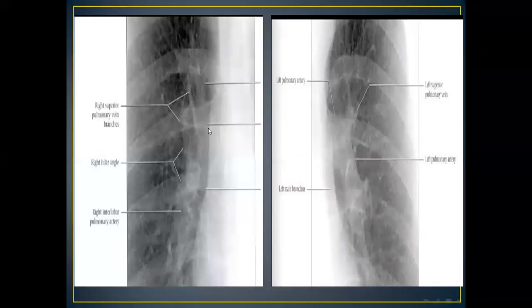This is a frontal chest X-ray showing the right superior pulmonary vein, the right interlobar artery, the descending branch, and this is the hilar angle. And on the left side, this is the left superior pulmonary vein and the left pulmonary artery.